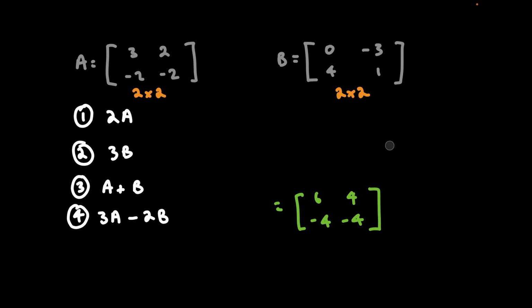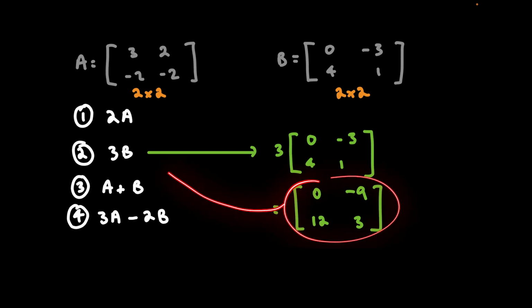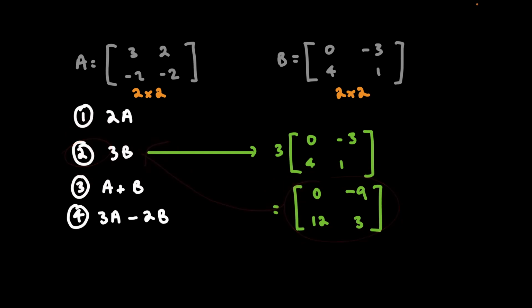What about question number 2? Should be pretty straightforward. All you have to do is 3 times the matrix B, which in this case is 0, negative 3, 4, and 1. Timesing 3 to all of the elements in this matrix, we end up having 3 times 0 is 0, 3 times minus 3 is minus 9, 3 times 4 is 12, and 3 times 1 is 3. And this is your answer to question 2.